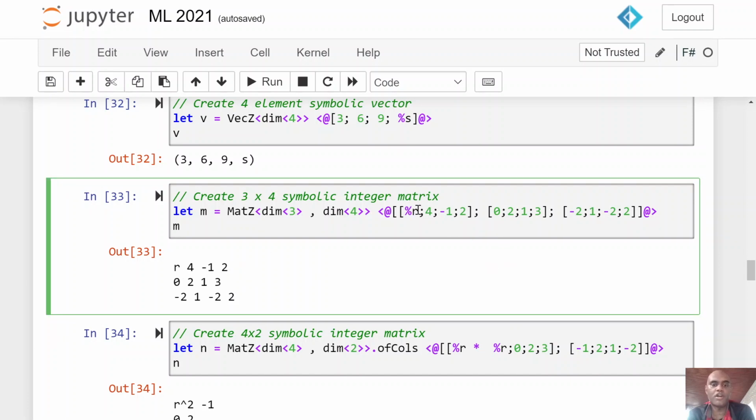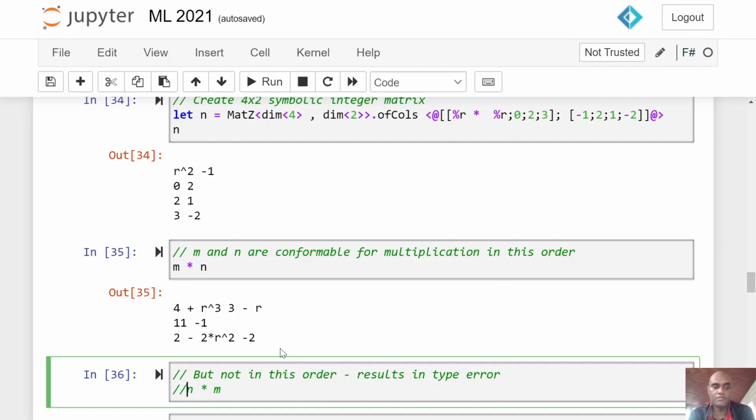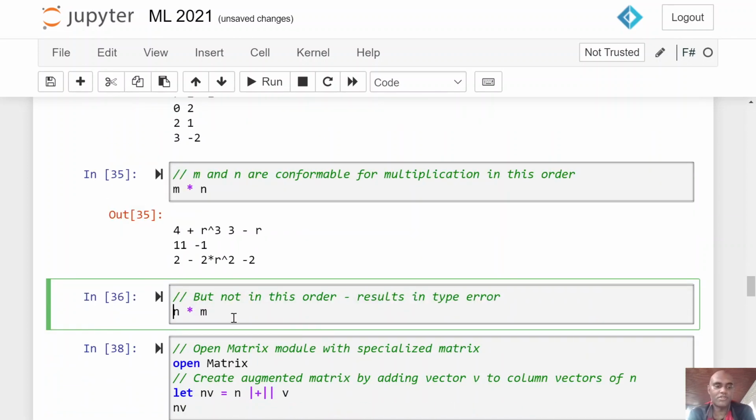We can use our variable declared above, our symbolic variable. So now, if we try to multiply m by n, these two are conformable. But if we try to multiply it in the opposite direction, we get a type error, because those matrices are not conformable for multiplication in that particular order.